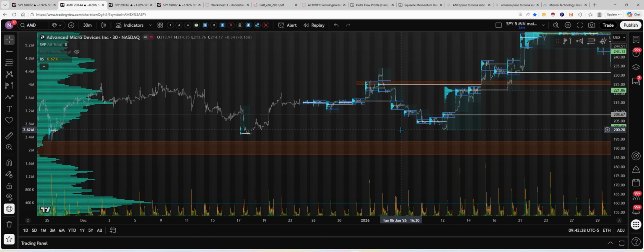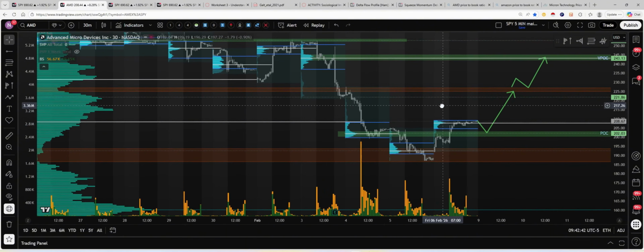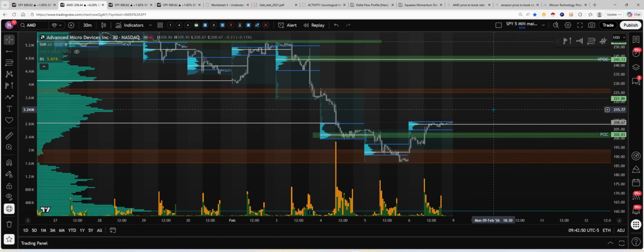I'll probably do some more videos on this. It's definitely one of the more complicated topics that I've talked about, but that's it. Pay attention to those long-term low volume node levels. That's the most important, and then use the previous day's point of control as a gauge to see if the trend is still continuing.